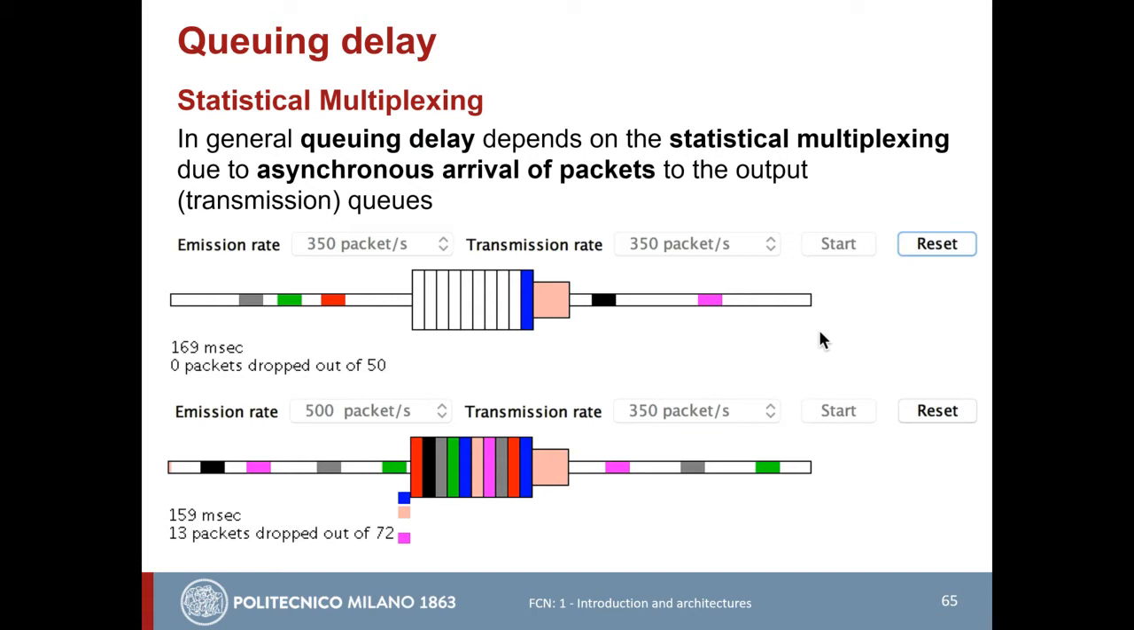Instead, if on average the arrival rate is less than the transmission rate at the output, the queue remains empty, or maybe you have a certain average occupation, but it's stable. Okay? So this is a stable system, this is unstable.